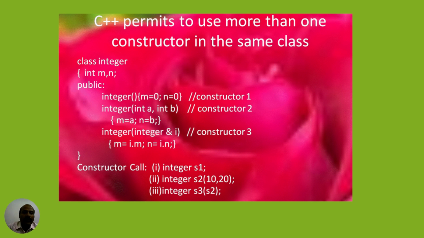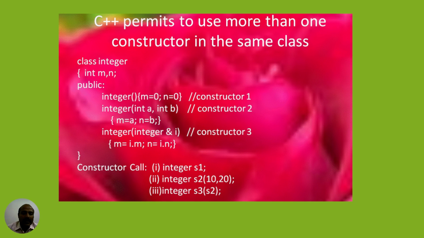We declare one class, the keyword class followed by the class name. What is the class name here? Integer is the class name here. And we declare two variables m and n of type integer. In the public section, we have declared the constructors. Usually the constructors are declared in the public section.